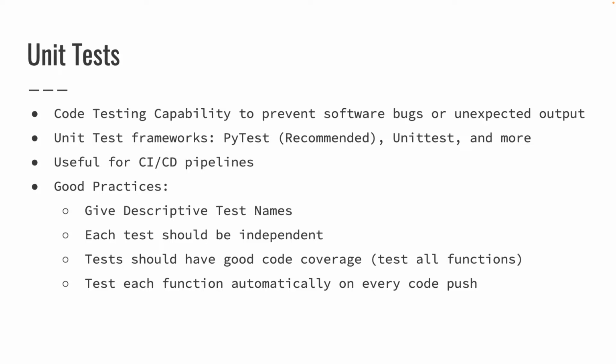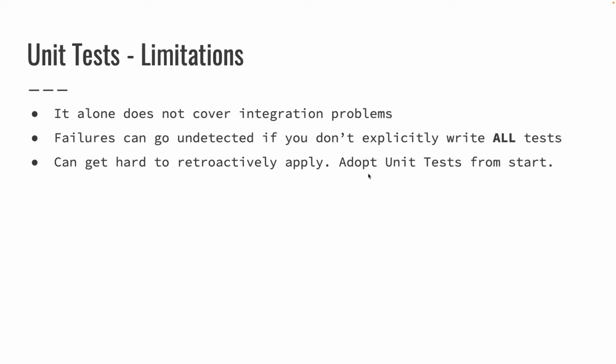And when you run your tests with PyTest, you should also have good code coverage. By good code coverage, we mean checking all of your functions, checking all of your code. It should give you like 90%, 95% test coverage, if not 100%. And with CI, we'll teach you a way to test your functionality automatically on every code push. But there are also some limitations.